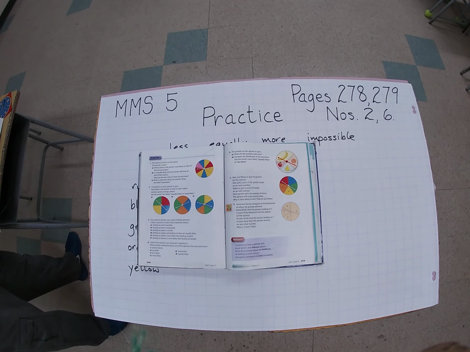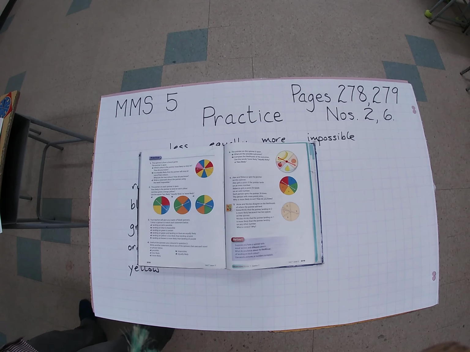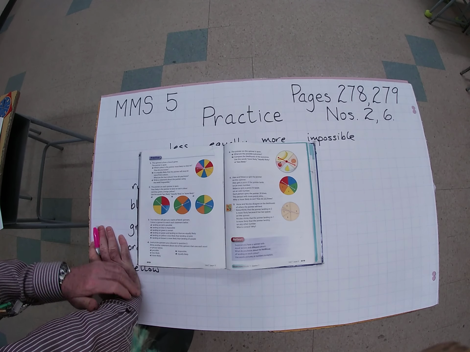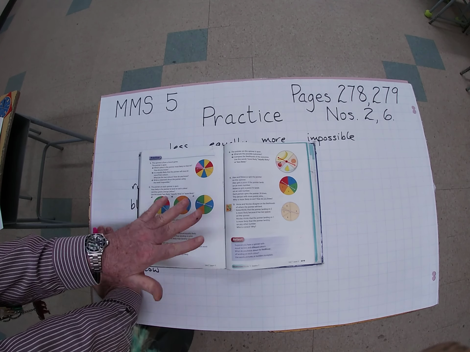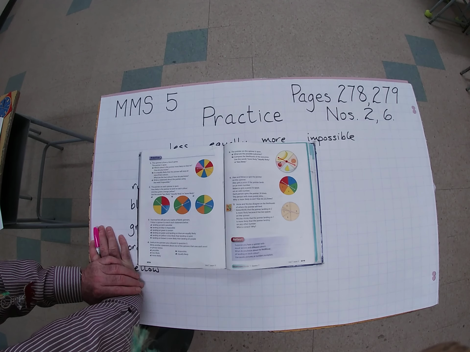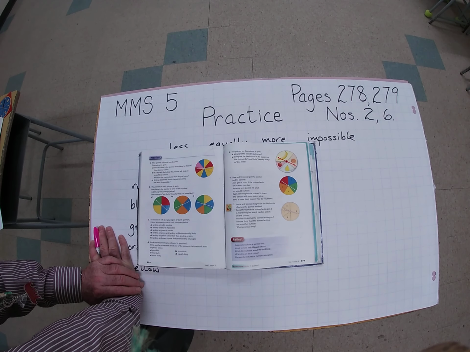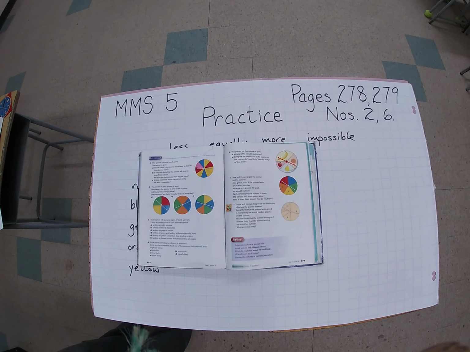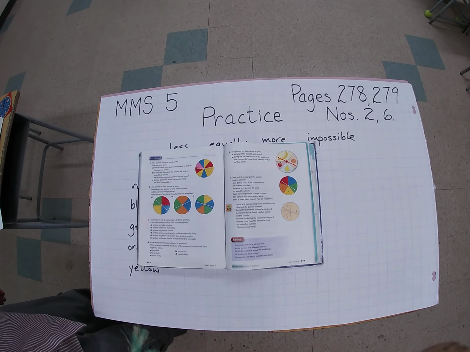Okay, so in order to do number 2, I looked at it and I thought, I'm going to do this as a chart. So let's look at what the task is. The pointer on each spinner is spun on these pictures of spinners. And the question is, how likely is the pointer to land on each color? The colors given are red, blue, green, orange, and yellow. Then the question asks you to use the words less likely, equally likely, or more likely.